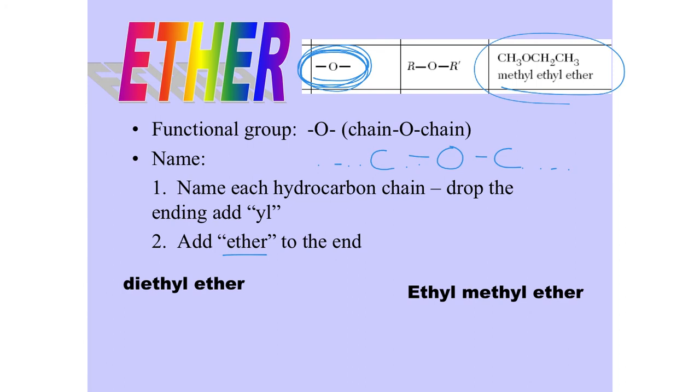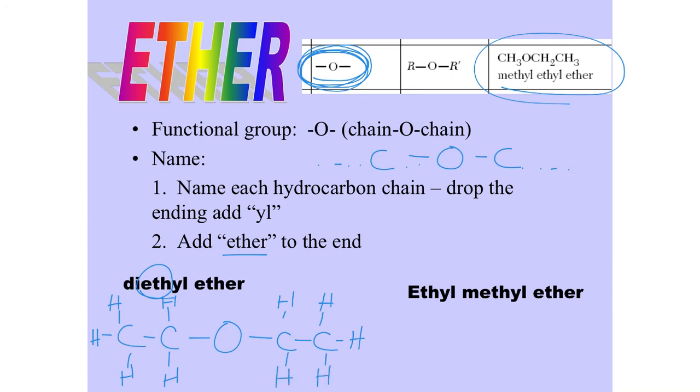So diethyl ether has an O in the middle, carbons on either side. Ethyl is 2 carbons. So I know I have 2 carbons on either side. And again, instead of saying ethyl ether, it's diethyl ether. When you do the H's, remember oxygen has 6 valence electrons, so oxygen just gets 2 bonds, so oxygen is all set with the 2 bonds. It does not get any H's.